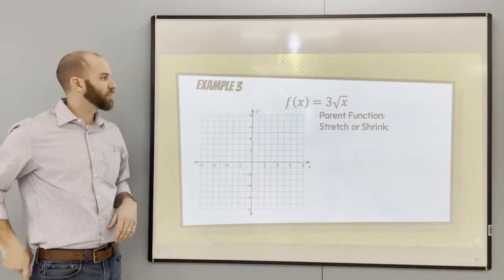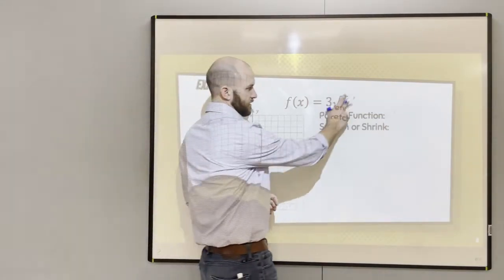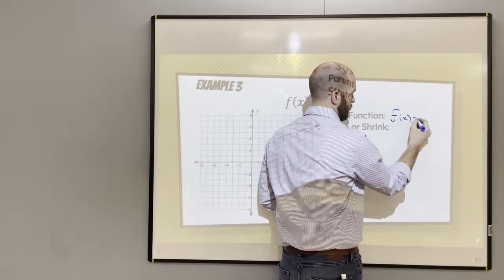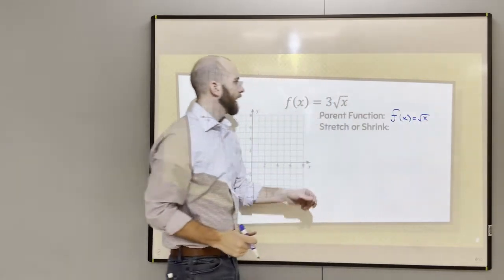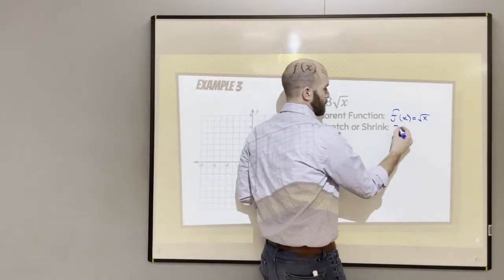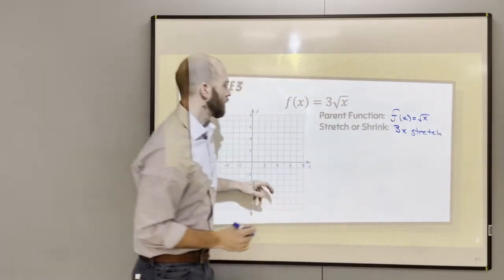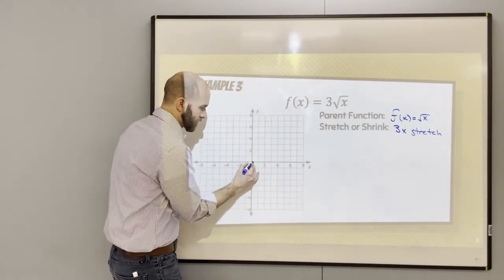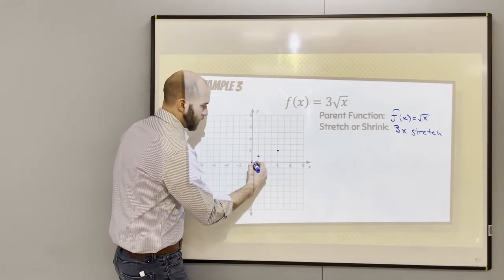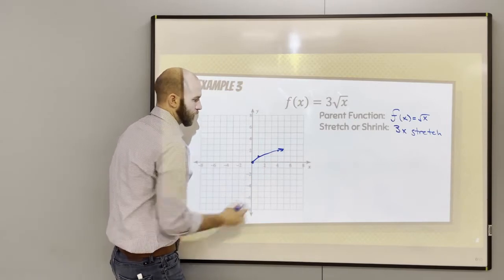In our next example, we see that we have f of x equals 3 times the square root of x. So the parent function is just square root of x. That should be pretty simple to see. And this 3 out in front tells us we're going to have a vertical stretch, since that's bigger than 1. So the square root of x starts at 0, 0. The square root of 1 is 1. The square root of 4 is 2. And we'll quickly put our parent function on our graph.